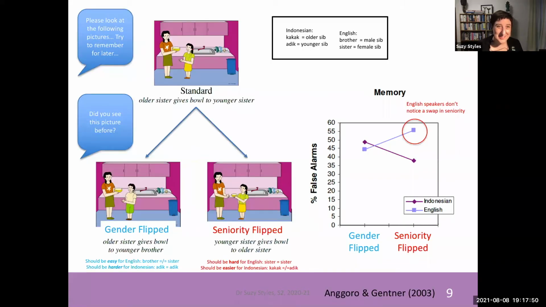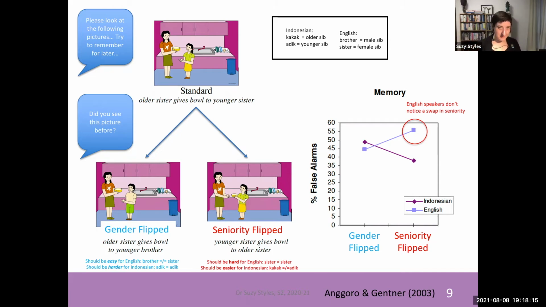So in one fabulous study by Angoro and Gentner, participants were shown a series of picture cards. The pictures depicted family relationships like handing each other bowls or washing dishes together. And participants were just asked to look at the pictures, and they were also told that they would be asked questions about them later.